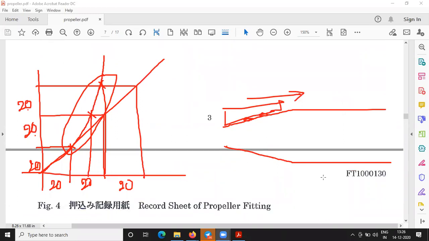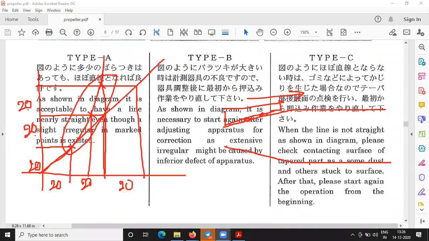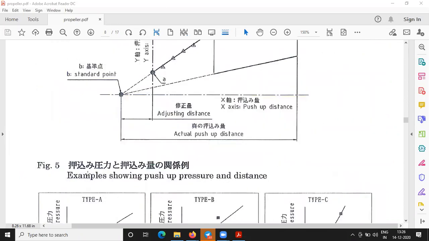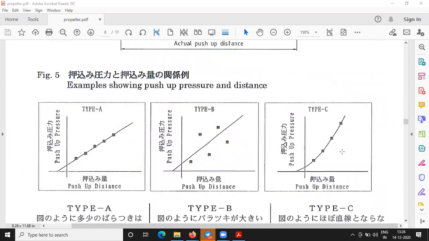So that is what I wanted to tell you. See here, when the line is not straight as shown in the diagram, please check the contacting surface of the tapered part, as some dust and others may be stuck to the surface. After that, please start the operation again from the beginning. Understand? Are you able to get what the three graphs are showing here? Yes, sir. Very easy.